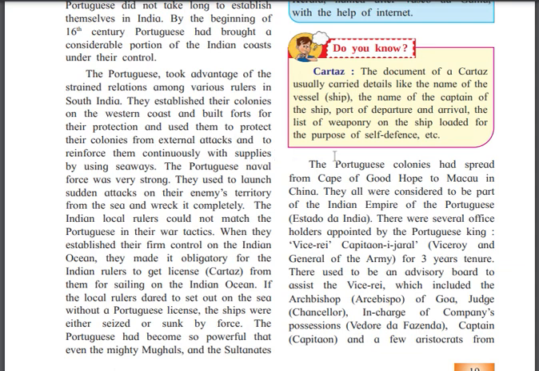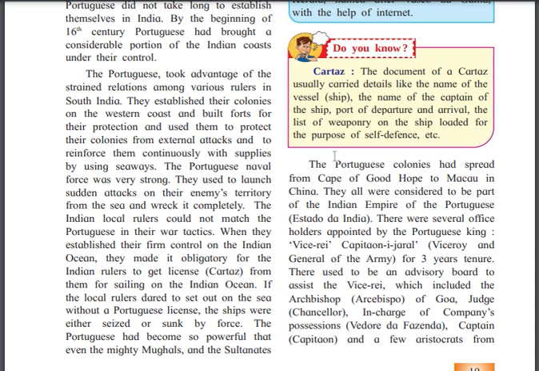Okay, so the Portuguese naval force, which means the Portuguese military navy system, was very strong. They used to launch sudden attacks on enemy territory from the sea and wreck it completely. The Portuguese navy was so strong that they attacked the enemy and broke it. They knocked them down very nicely.